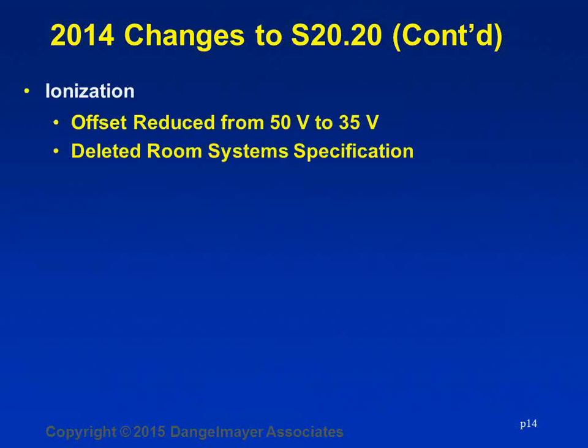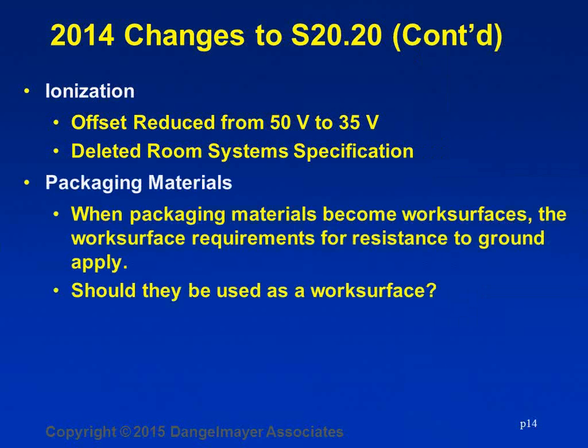Arnie is going to talk more about ionization, but as a summary, that was a section that was part of the document that was changed. The offset was reduced from 50 volts to 35 volts, and in the process of doing that, they eliminated the room system specification. In the old version, there was actually a note in the table about room ionization, and we've taken that out because in a lot of cases it's, and Arnie will talk more about that.